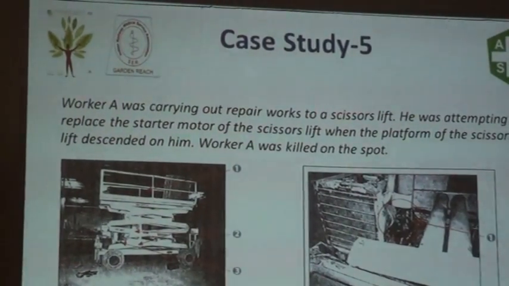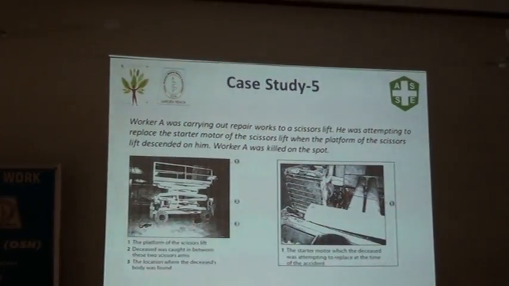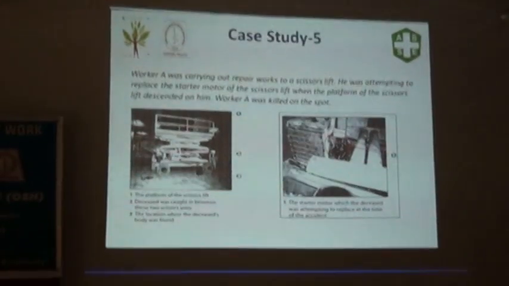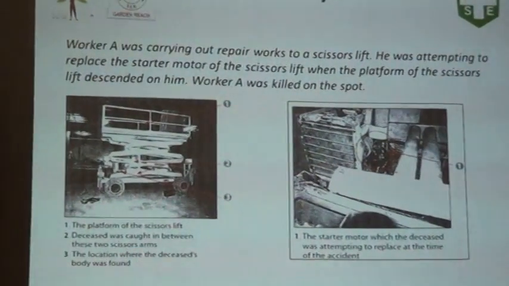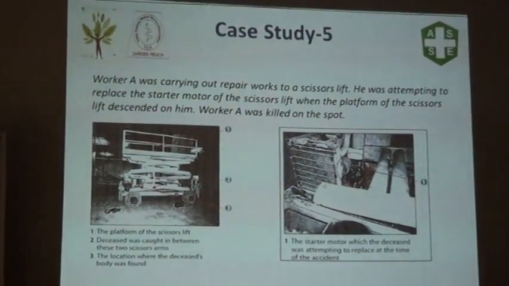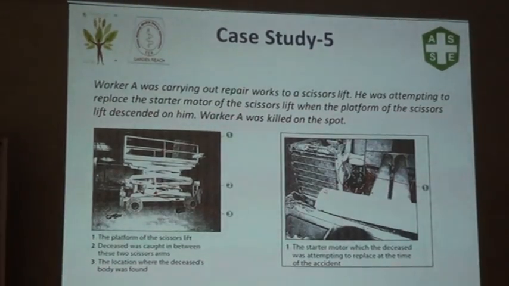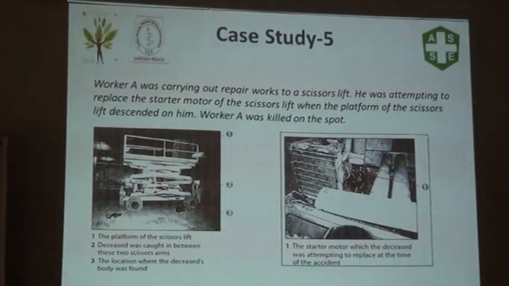This is a case study for group number 5. Worker A was carrying out repair works on a scissor lift, basically a scissor lift used for elevated works. He was attempting to replace the starter motor of the scissor lift when the platform of the scissor lift descended on him. Worker A was killed on the spot. What was the reason?